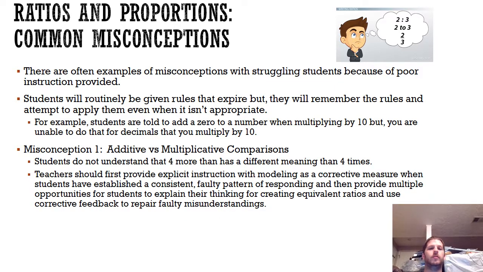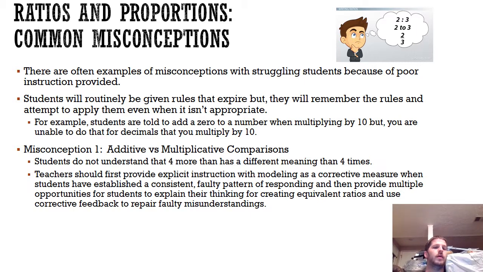Common misconceptions. There are often examples of misconceptions with struggling students because of poor instruction provided. Students will routinely be given rules that expire, but they will remember the rules and attempt to apply them even when it isn't appropriate. For example, students are told to add a 0 to a number when multiplying by 10, but you're unable to do that for decimals that you multiply by 10.